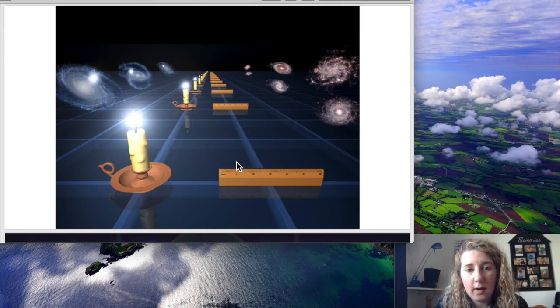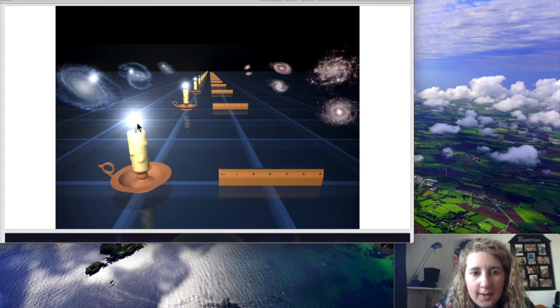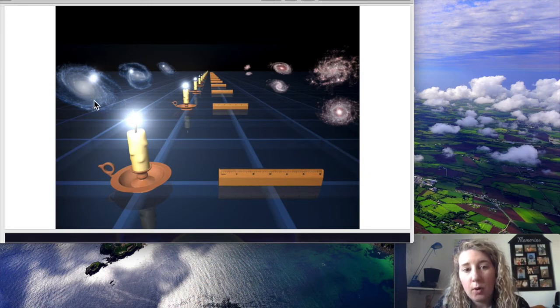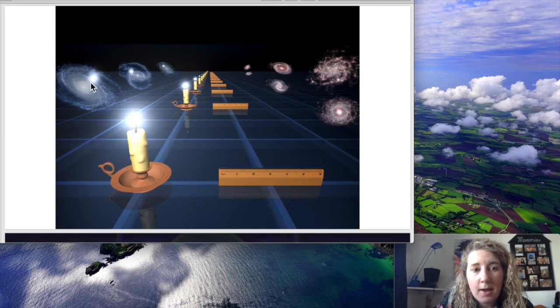Okay, so in this next slide, you can see I've got some pictures of candles and some pictures of galaxies. This is just to show you, if there is a supernova explosion going off in a galaxy, we can measure the brightness of that star. So here there is a very bright star that's gone off in the galaxy, and we can measure the brightness of this supernova in this galaxy, and that's fine.